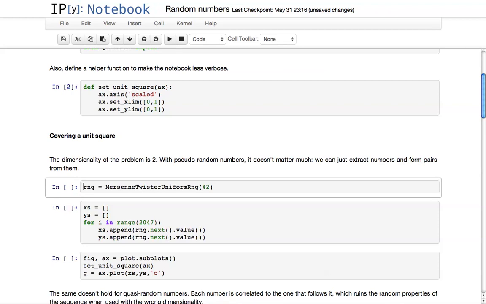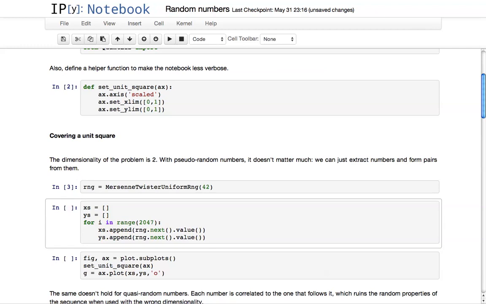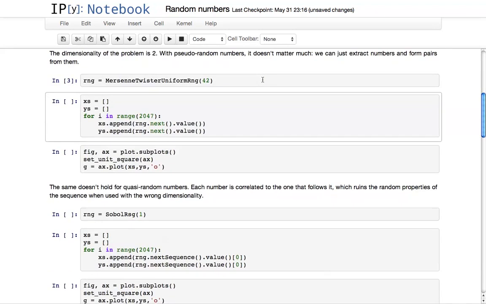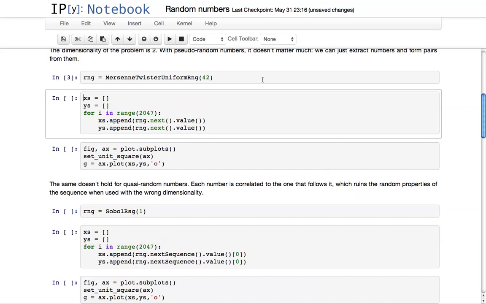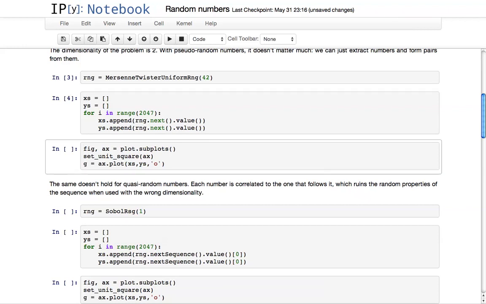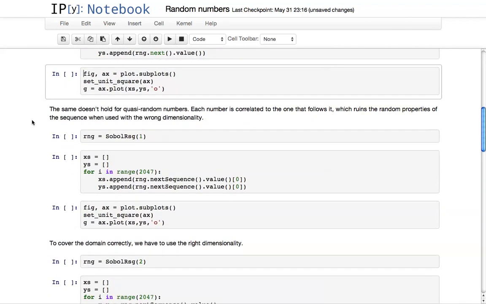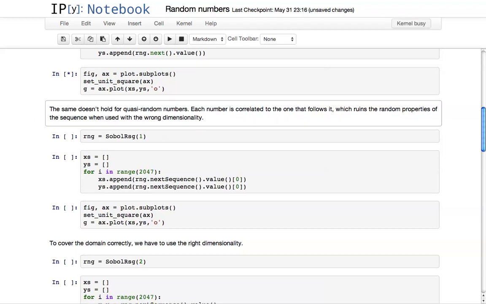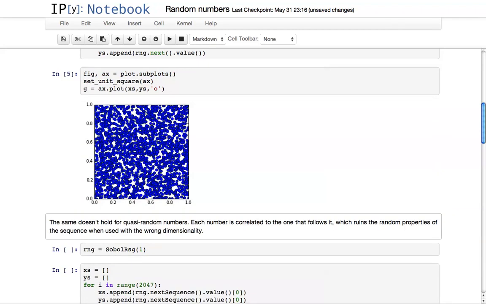So I'm going to initialize a random number generator and draw a couple of thousand points. I'm going to extract the x and then the y for our points, and then I'm just going to plot the resulting set of points. So it covers, randomly enough, the unit square. And as you saw, the dimensionality of the problem wasn't used in the generation of the random numbers.